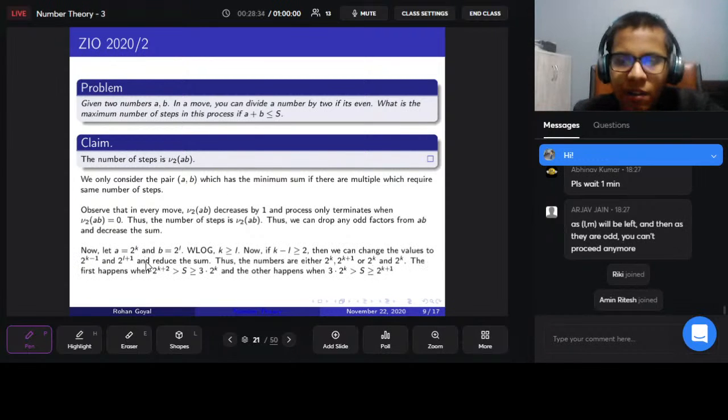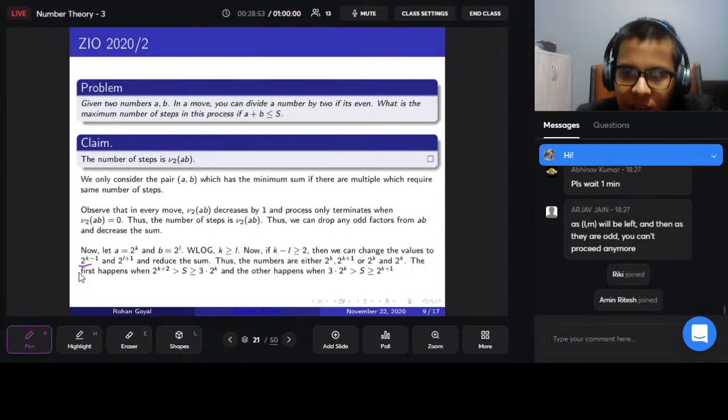So now we are left with A and B being powers of 2. But again, we can just assume that k is greater than or equal to L, and also k minus L can't be greater than or equal to 2, because then I can reduce k by 1, to 2 to the k minus 1, and increase L by 1. This reduces the sum and preserves the number of steps. So we found a better pair in a sense.